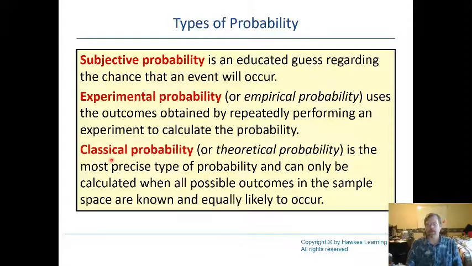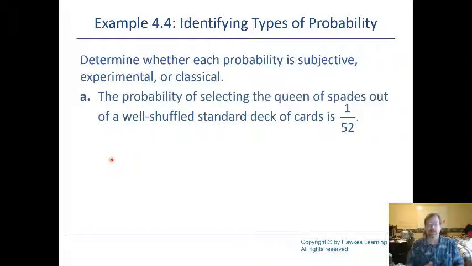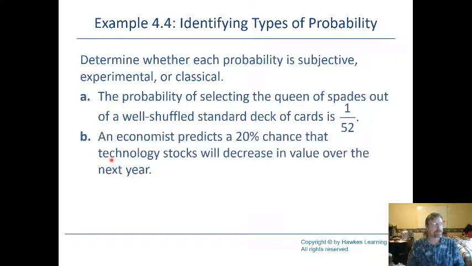All right, so let's look at some probability examples. What kind is this? Is this subjective, experimental, or classical? The odds of picking the Queen of Spades out of a well-shuffled deck of cards. Just note your answer, and we'll move on to the next one. We have an economist predicting a 20% chance that tech stocks will decrease over the next year. Okay, I've got my answers for those two. Let's move on.